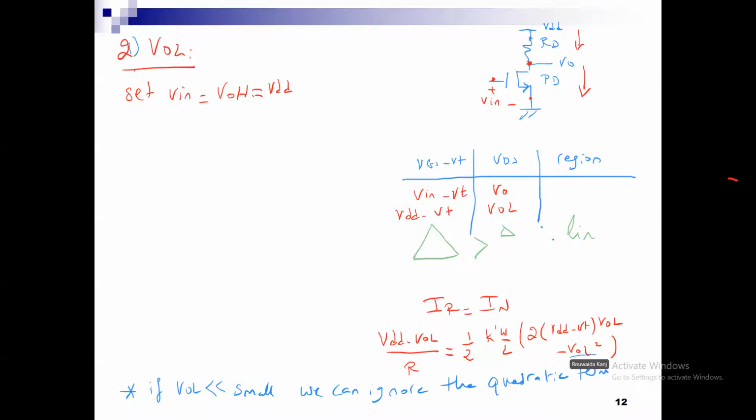Okay, and we solve the equation linearly, and the equation is linear in VOL. If we don't tell you that, then you solve for it with the quadratic term. So this is solving for VOL. Does anybody have any questions? Okay, so let us, yes, go ahead, Karim.